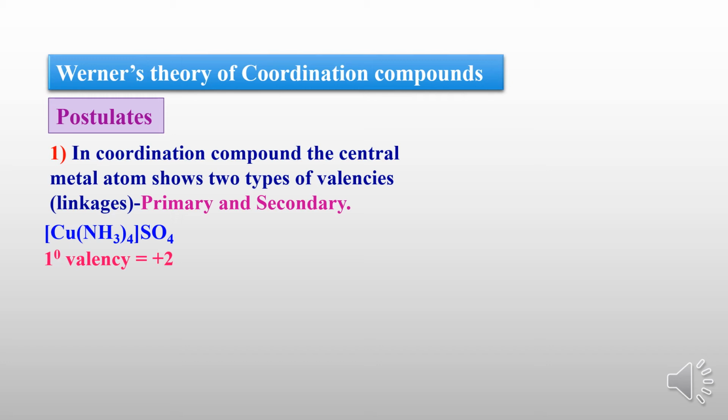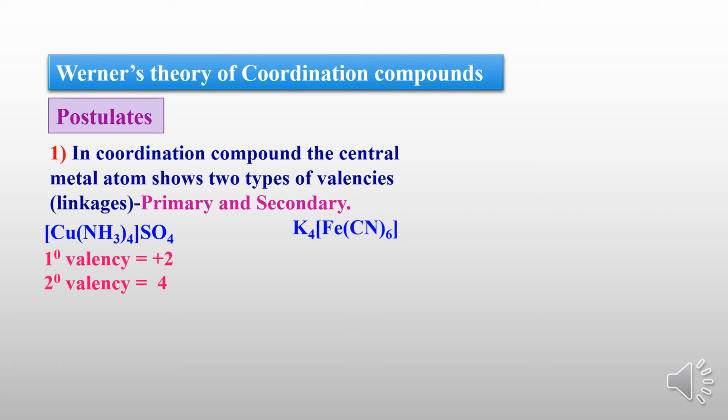Now the coordination number, you see. Ammonia is a monodentate ligand. So 4 ammonia ligands means 4 bonds are present with copper. Ammonia is bonded with the copper, so there are 4 bonds. Then the secondary valency is 4. So this is the primary valency and this is the secondary.